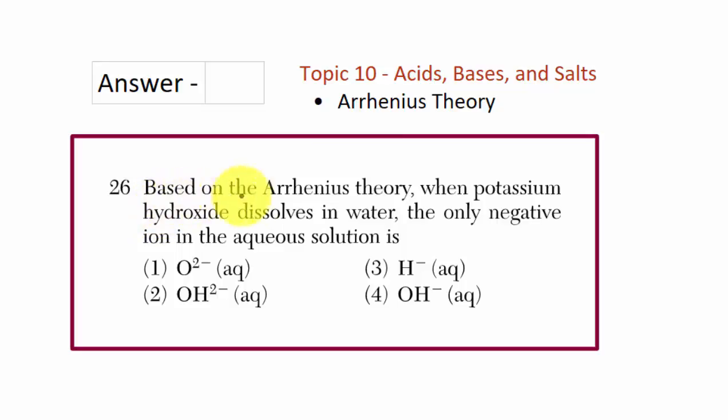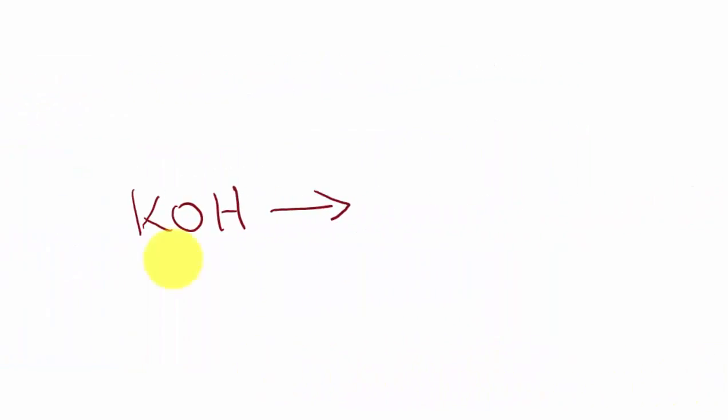Question 26. Based on the Arrhenius theory, when potassium hydroxide dissolves in water, the only negative ion in the aqueous solution will be what? Well, if we take a closer look at what potassium hydroxide really is, it's potassium and hydroxide. Those are the two parts. And when it breaks up in water, it's going to form two ions. One will be the potassium ion, which has a +1 charge, and the other is going to be the hydroxide ion, which is OH -1.